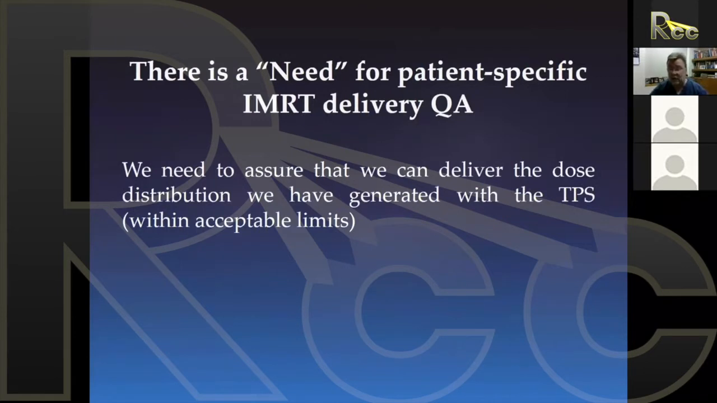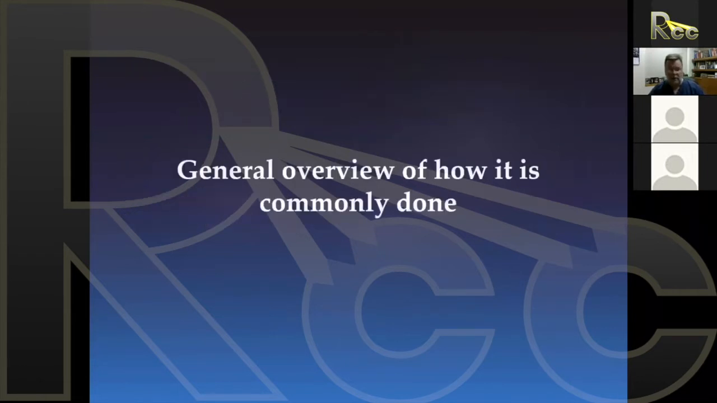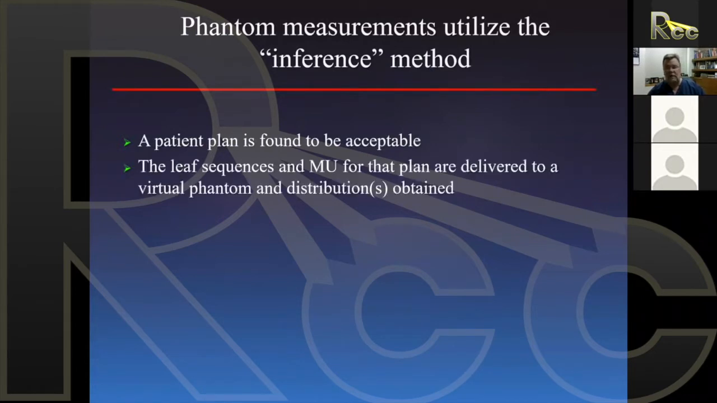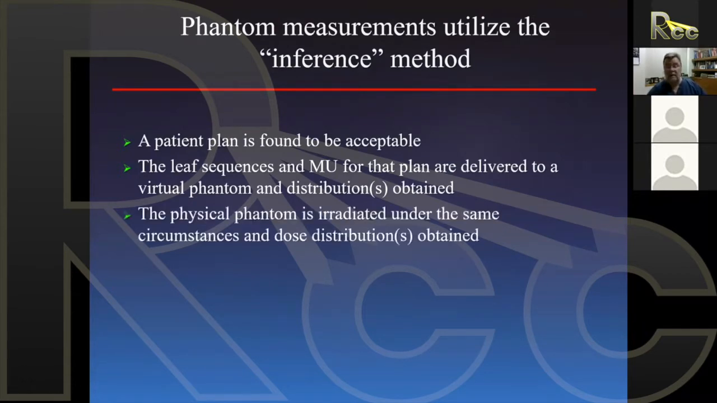We need to assure that we can deliver the dose distribution we have generated with the treatment planning system within acceptable limits. So this is where this method comes from. The general overview of how it's commonly done, I like to call this an inference method. A patient plan is found to be acceptable by your radiation oncologist. The leaf sequences and monitor units for that plan are delivered to a virtual phantom and the distribution obtained. So whatever phantom you're going to irradiate with whatever detectors or detector array or film or whatever you're going to use to measure the radiation is CT scanned and imported into your planning system. Then the patient's plan, the acceptable plan, is delivered virtually within the planning system. Then you take the physical phantom and irradiate under the same conditions and you compare the two.